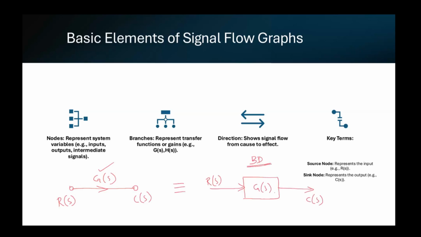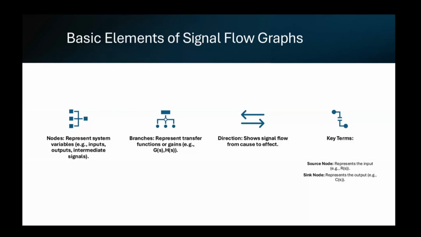So in the block diagram, it is the input signal R(s), the output signal C(s), and the transfer function G(s). The equivalent representation in a signal flow graph is R(s) as a node, C(s), the output, is also a node, and the transfer function is shown with an arrow joining R(s) and C(s). So this is the signal flow graph of the corresponding block diagram on the right.